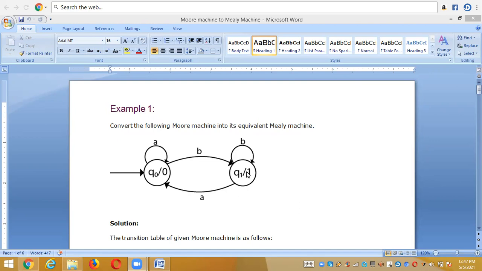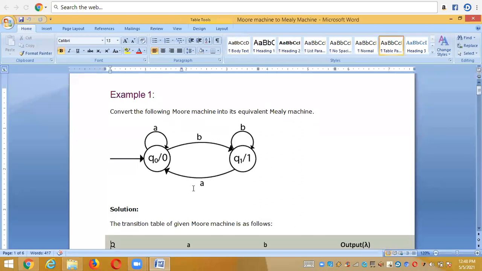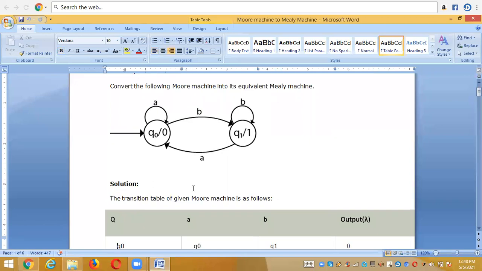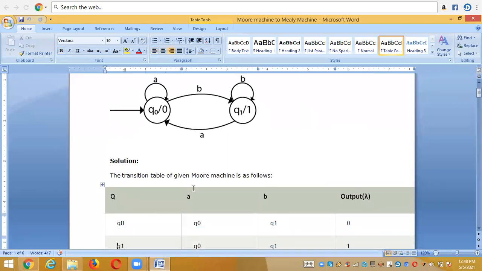Now we need to know how to convert it into its equivalent Mealy machine. Here we have a step-by-step procedure for converting this. Just by following the procedure, we can convert the given Moore machine into the equivalent Mealy machine. Now starting the solution of this given question. First, from the diagram of the machine, you need to draw the transition table like this.